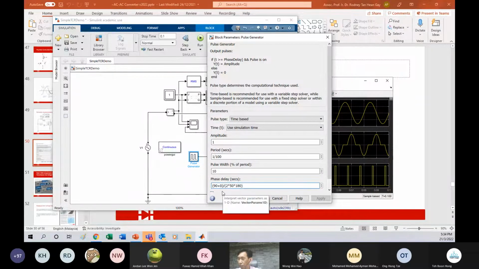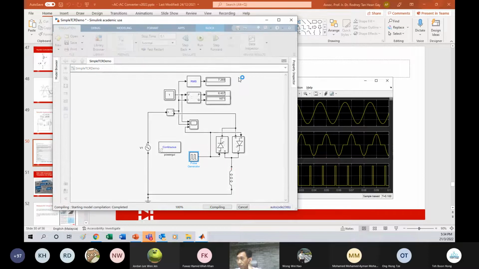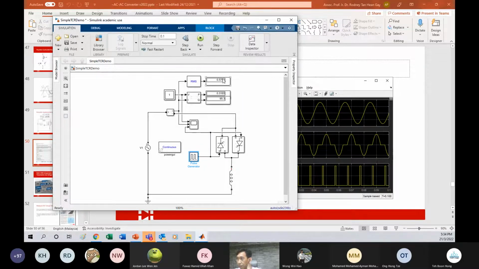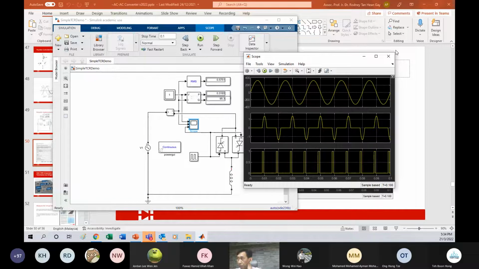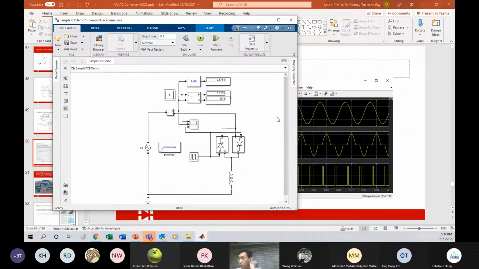So let's say if I want to increase to 60 degrees, the current should go lower. Now the current is lower. Of course, the current is lower, so reactive power is also lower, right? So this is how you control the reactive power. So it becomes something like that. This is the current, around 0.57 amps. So by changing the firing angle, you change the current, and by changing the current, you actually change the reactive power.